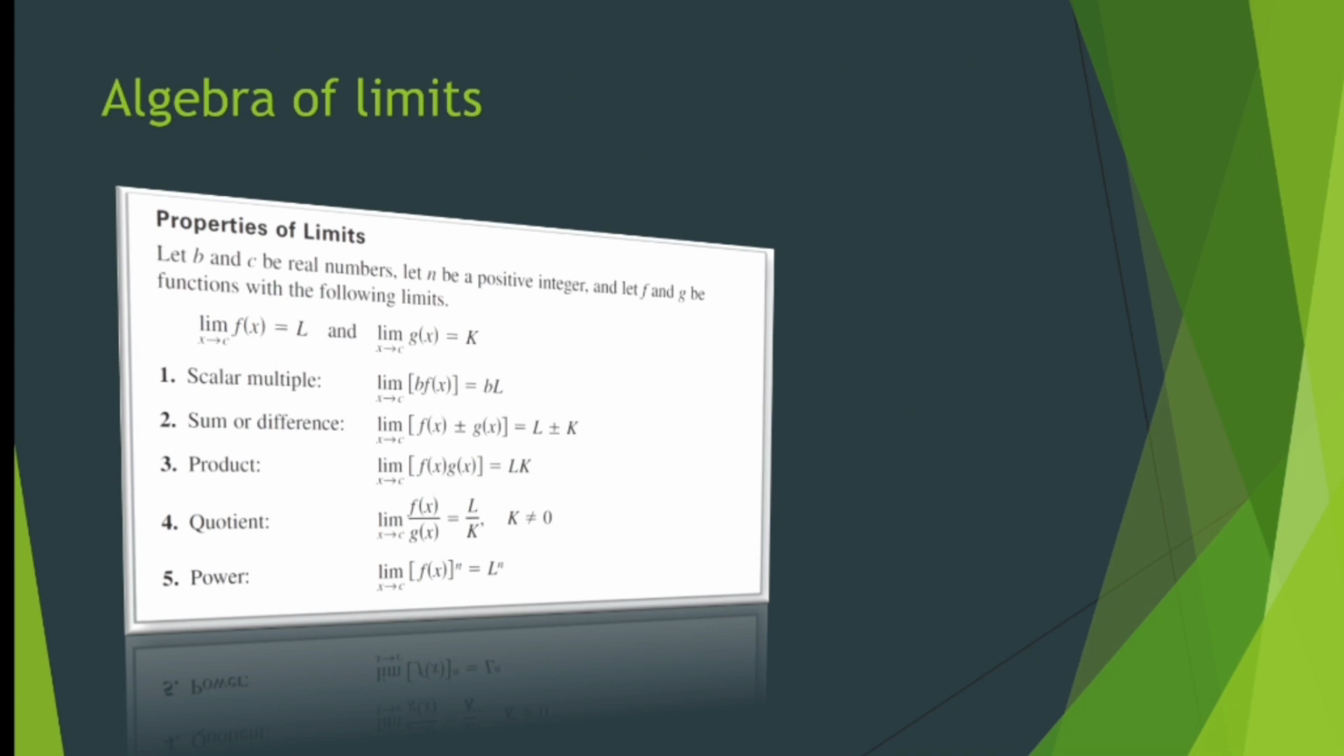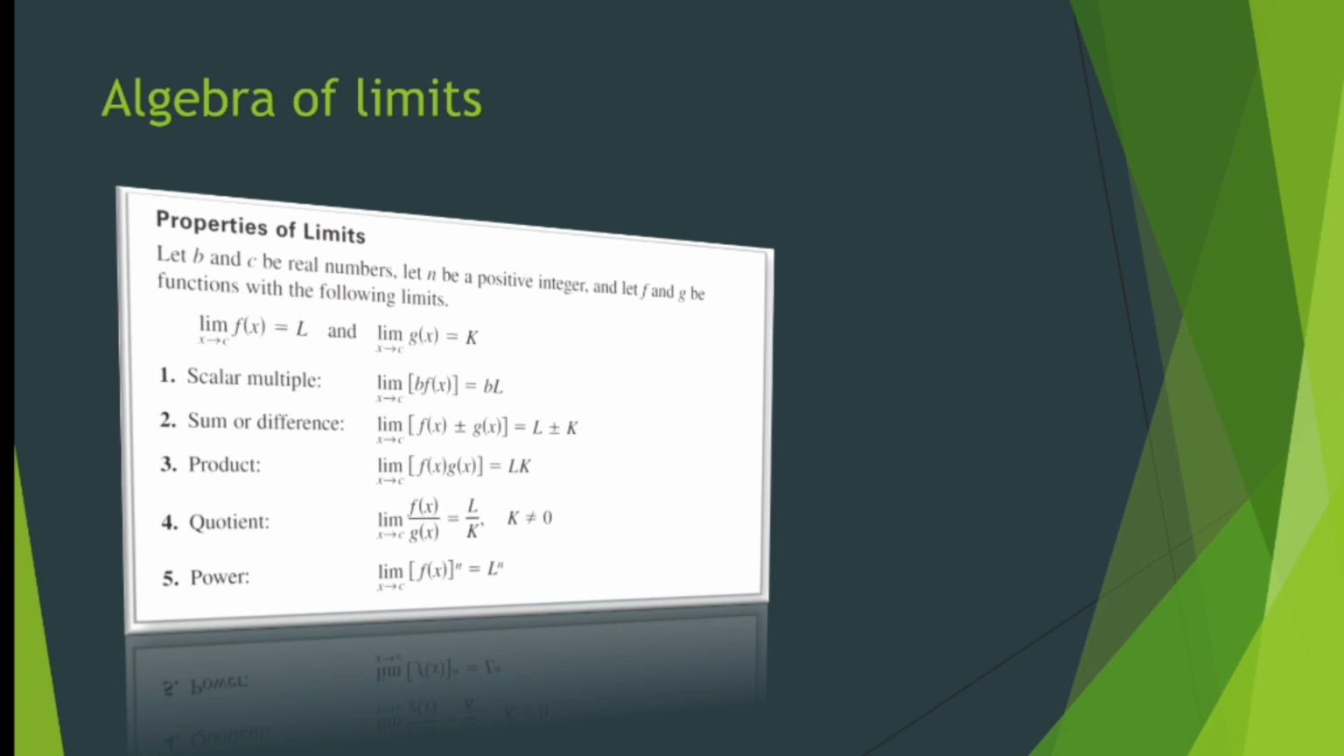Next, I will state some properties of limits. Suppose f(x) and g(x) are two functions and limit as x tends to c of f(x) equals L and limit as x tends to c of g(x) equals k. Then property 1, scalar multiple: limit as x tends to c of b times f(x) equals b times L.